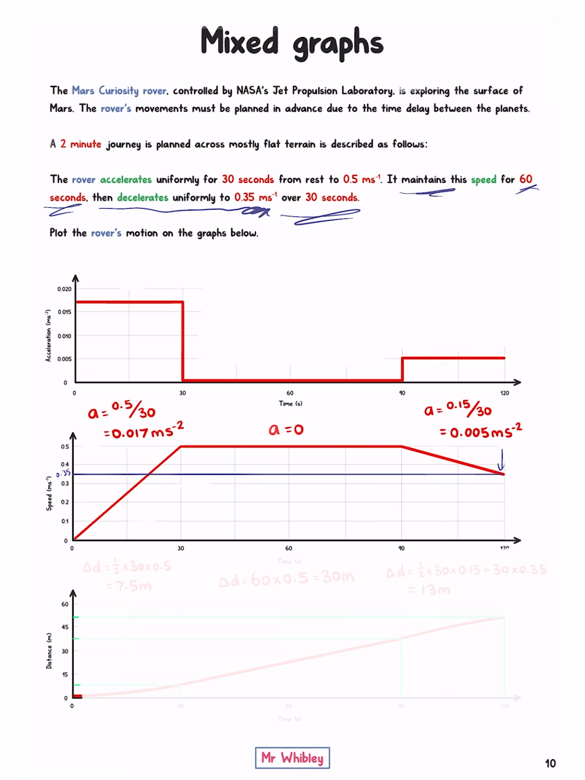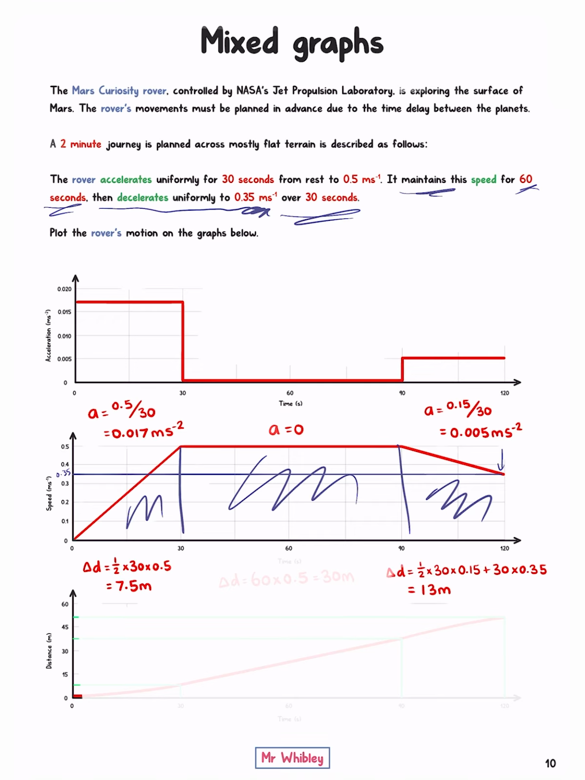And now to draw our displacement time graph, we need to find the area underneath these three sections. For this, you can think of it in terms of half times base times height for our triangles, and just base times height for our rectangle. So in our first section we accelerate up to 7.5 meters.